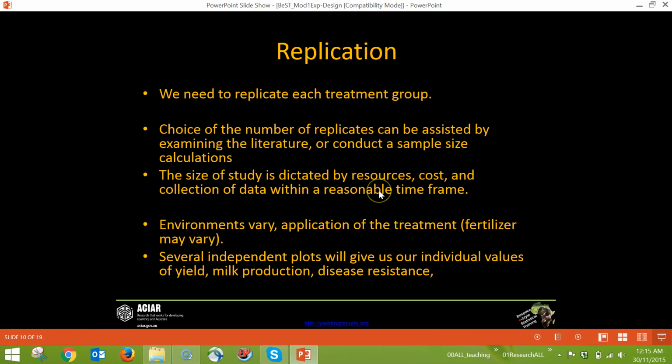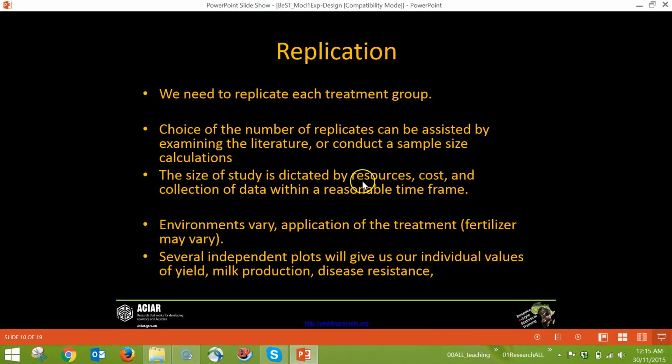We replicate. This is the second principle of experimental design. We need to replicate each treatment group. This is so we get a number of samples that will contribute to a mean or a proportion, so that we can have a good representation. So the choice of the number of replicates can be assisted by examining the literature, talking to our colleagues, or conducting a sample size calculation.